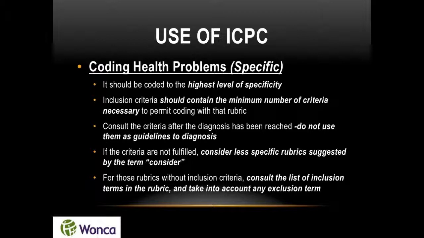Let's talk about coding health problems and specific criteria. It should be coded to the highest level of specificity. Inclusion criteria should contain the minimum number of criteria necessary to permit coding with that rubric. Consult the criteria after diagnosis has been reached and do not use them as guidelines to diagnosis. If the criteria are not fulfilled, consider less specific rubrics suggested by the term "consider." For those rubrics without inclusion criteria, consult the list of inclusion terms in the rubric and take into account any exclusion term.